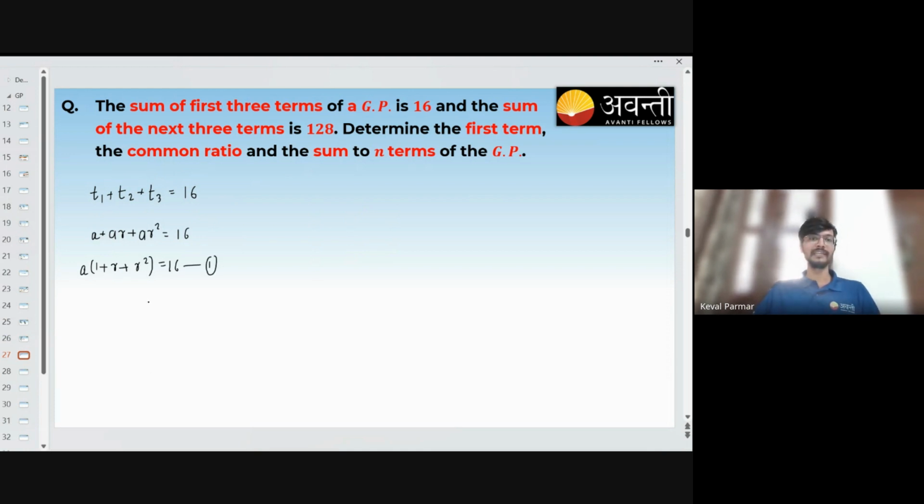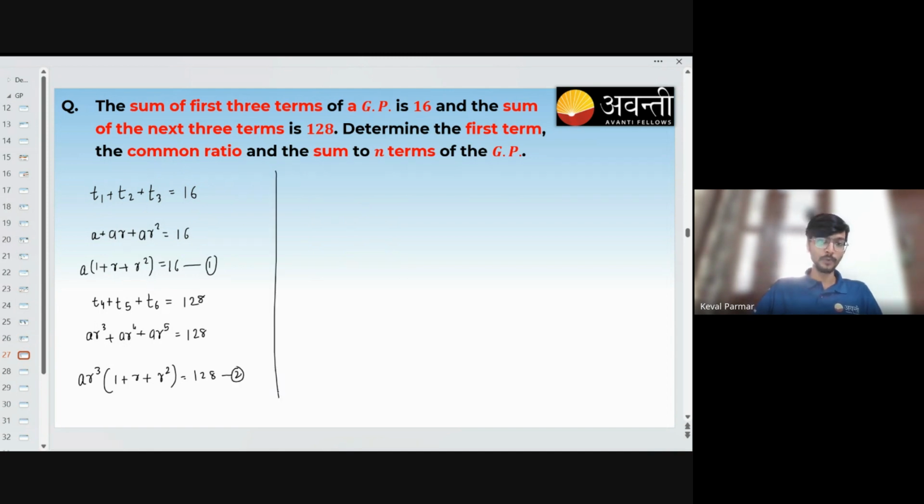Similarly, what will be the second equation? Sum of the next 3 terms. So what will be the next 3 terms? T4, T5, T6 is equal to 128. What is T4, guys? AR cube plus AR raised to 4 plus AR raised to 5 is equal to 128. So I can take AR square common. Oh sorry, let's take AR cube common. I can get AR cube common, so I'll get 1 plus R plus R square is equal to 128. This is equation number 2.